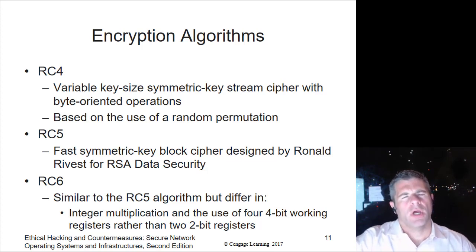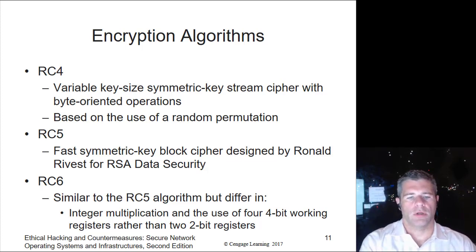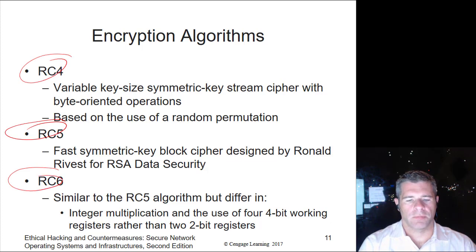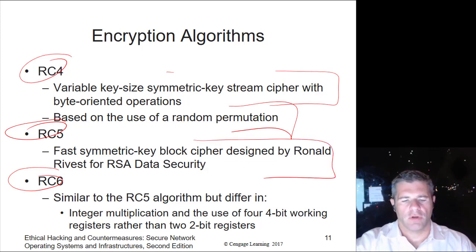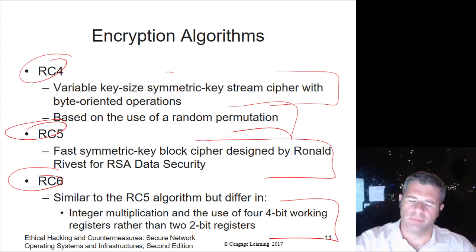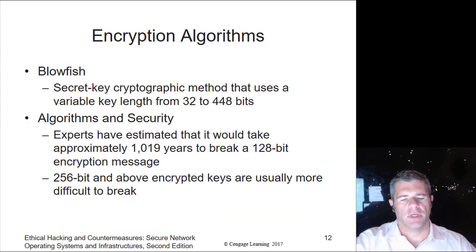You will be expected to regurgitate sort of trivia about encryption algorithms for the ethical hacking cert and for other certs out there on the internet. So things to remember: RC4, 5, and 6. Remember that RC4 has a variable key size based on random permutation. RC5, Rivest made it for RSA Data Security. RC6 is similar, uses integer multiplication and the use of 4-bit working registers rather than 2-bit, so it's bigger. Blowfish and other ones.